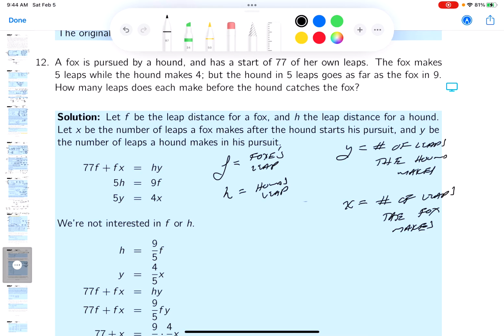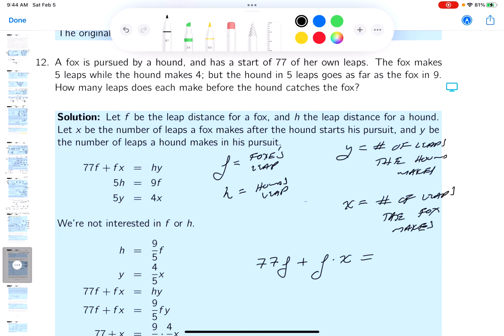So what I could do now is write down a relationship between these letters here. And some of the relationships are pretty simple to write down, actually. Like I know the fox and hound eventually catch up. There's a capture here. So the fox gets a 77 leap head start, which means 77 F. And then it continues. And what does it continue? Well, it's allowed to make X more leaps, so that would be F times X. But that's the end of the story. And why is that? The hound catches the fox.